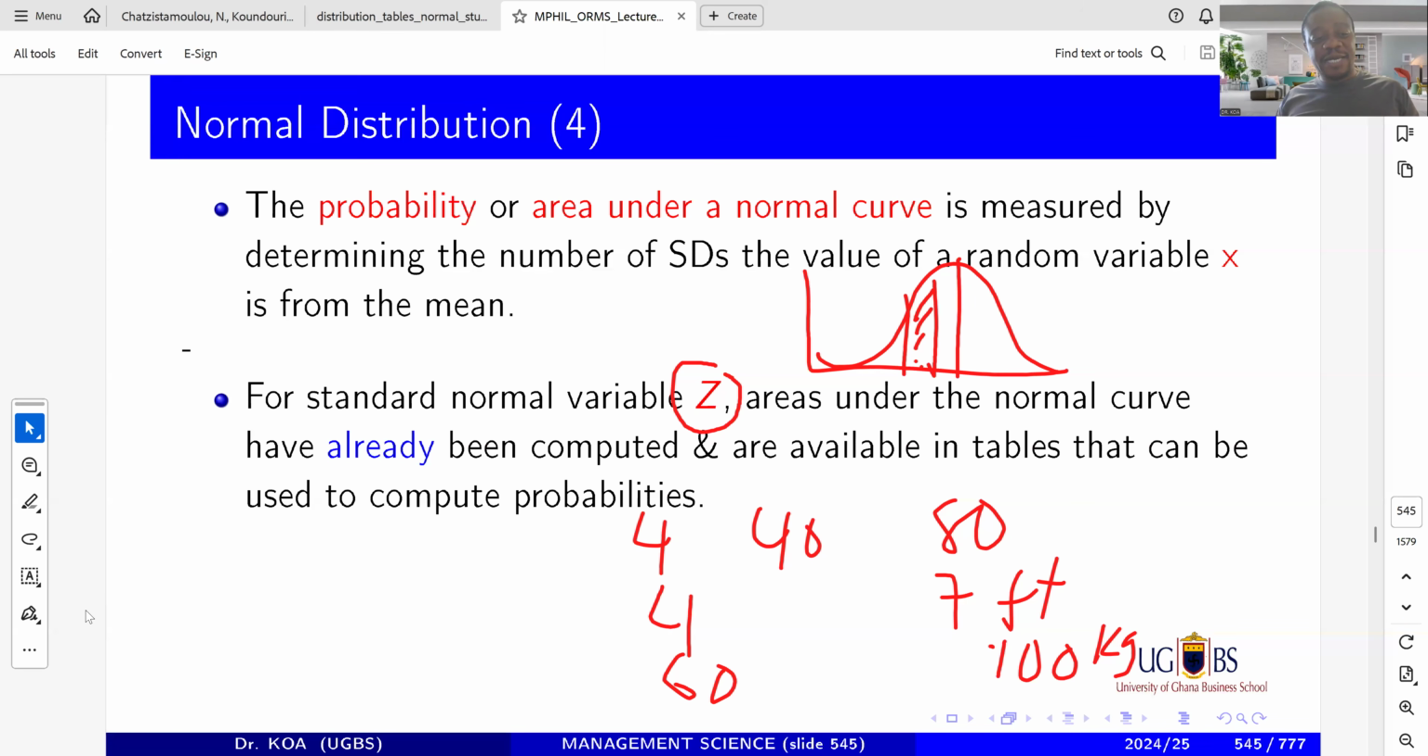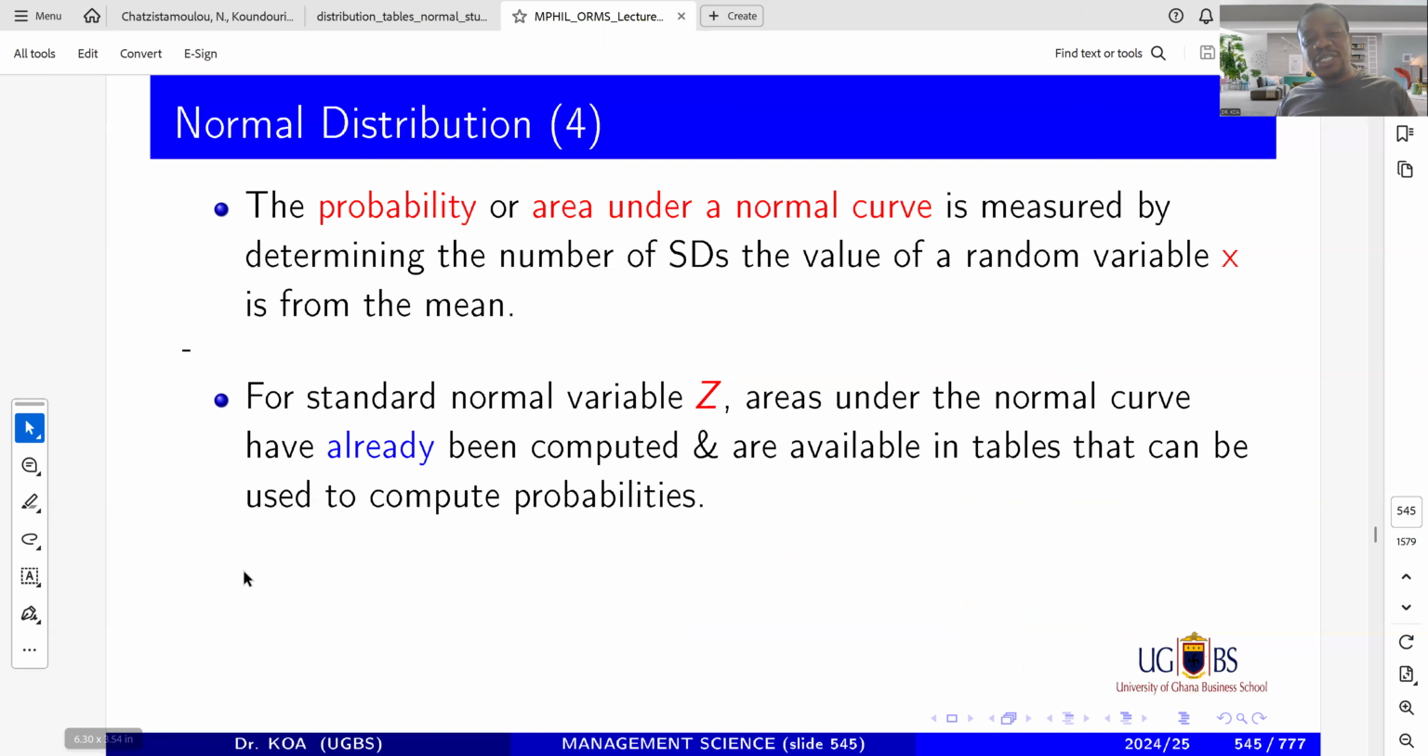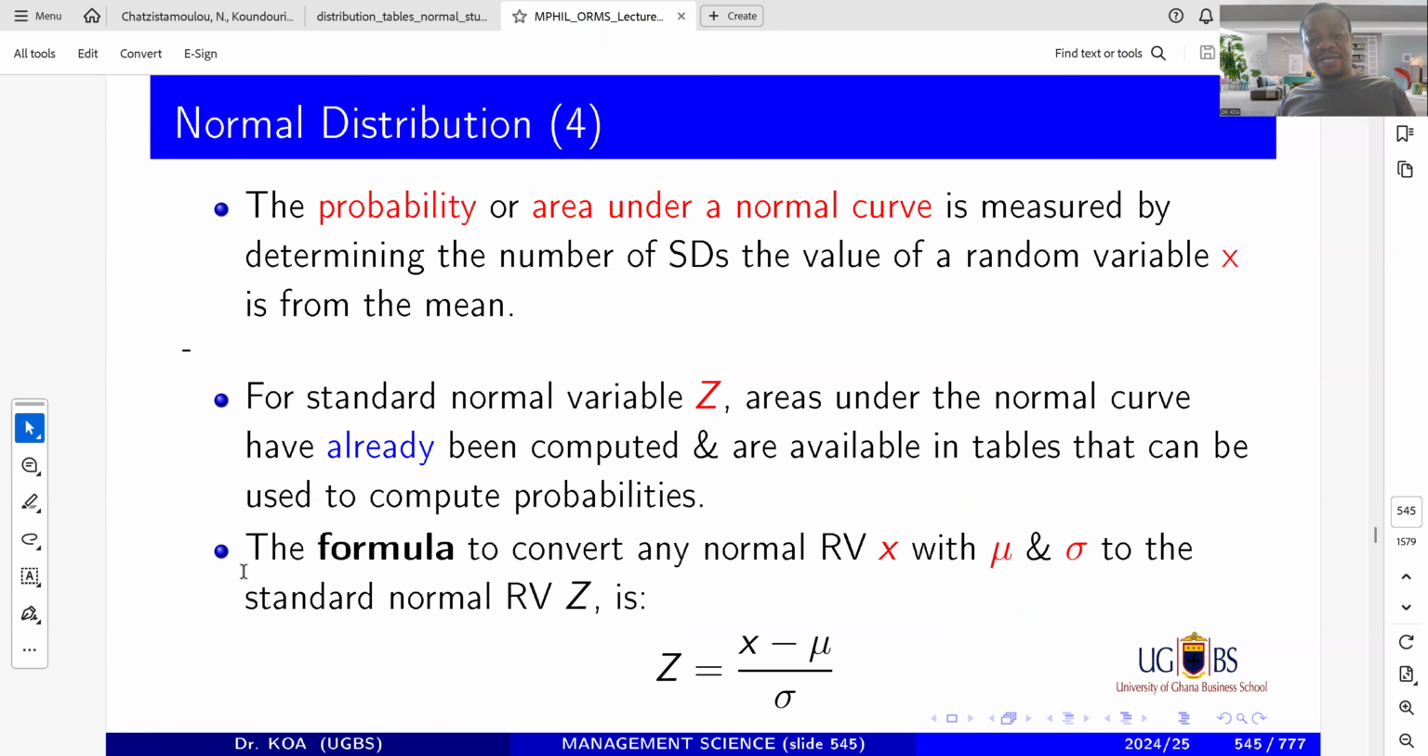And so here's how it is done. To be able to do that, you need to have a formula, and this is the formula. Please write this formula. It's called the normal distribution formula. You use it a lot too.